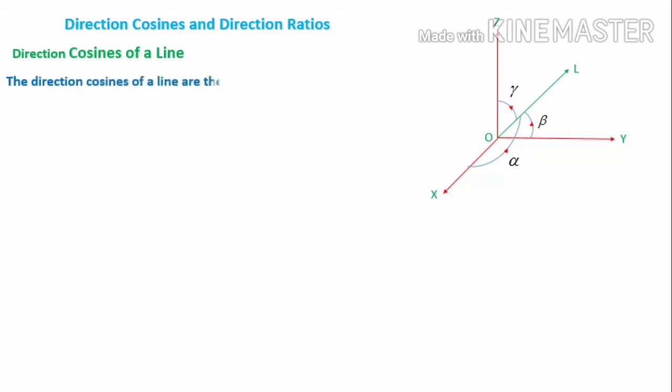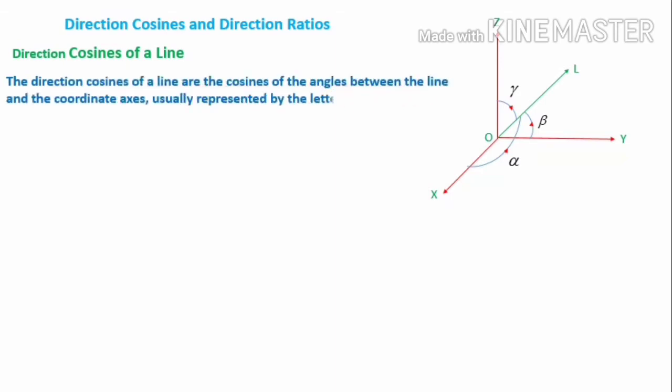Then the direction cosines of a line are the cosines of the angles between the line and the coordinate axes, usually represented by the letters l, m and n respectively. In the case of vectors also we have learned the direction cosines, and there also we represented them by the letters l, m and n. Here l is equal to cos alpha, m is equal to cos beta and n is equal to cos gamma.